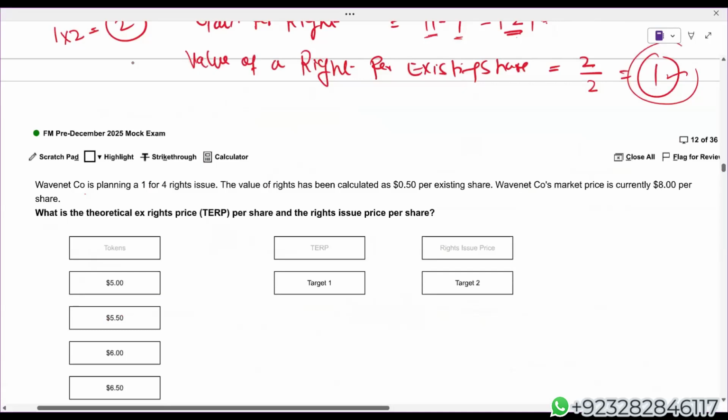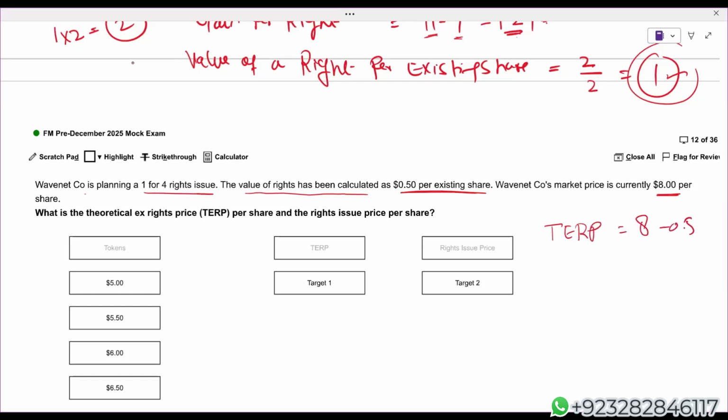WaveNet company is planning a 1 for 4 rights issue. The value of rights has been calculated as 0.4 per existing share. WaveNet company's market price is currently 8 per share. What is the theoretical ex-rights price? Now stop. Theoretical ex-rights price will be 8 minus 0.4. I'll get 7.6.